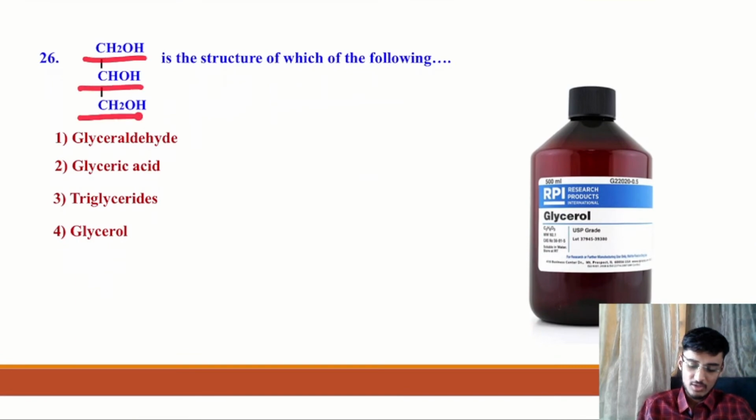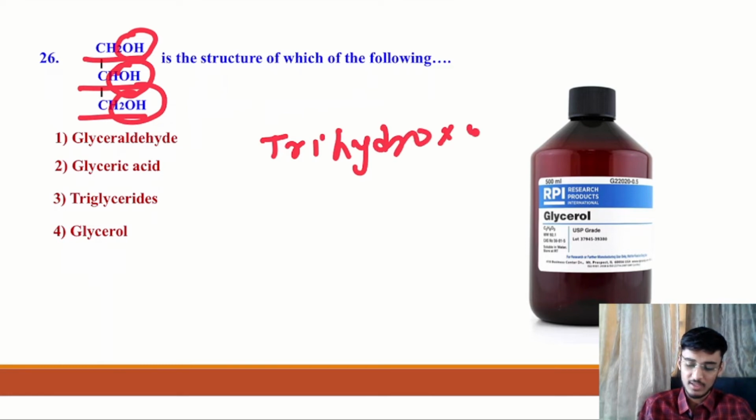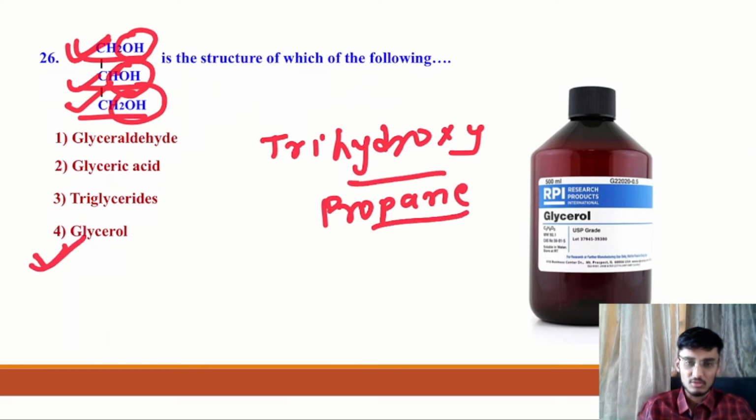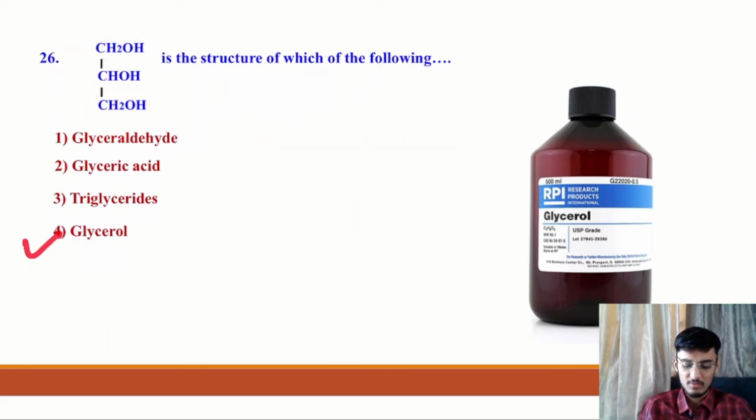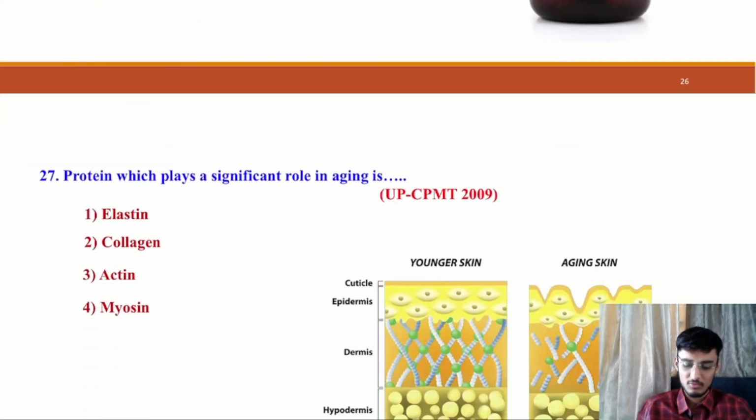This structure is called trihydroxypropane because there are 3 hydroxyl groups. That's why it's called trihydroxy. There are 3 carbons, 1, 2, 3. That's why it's called propane, as in methane, ethane, propane. Trihydroxypropane is called glycerol. This is the structure of glycerol. That's why your answer should be 4.